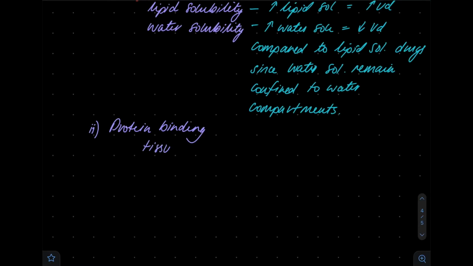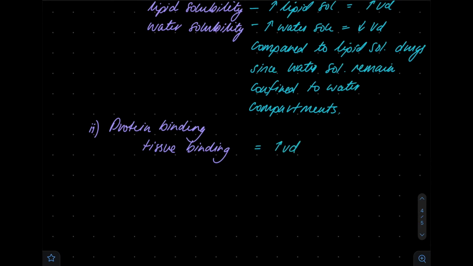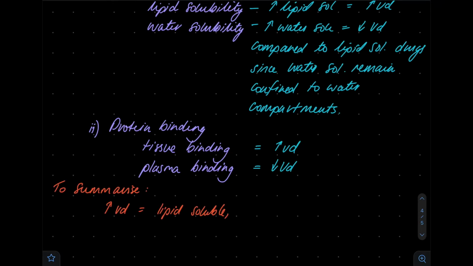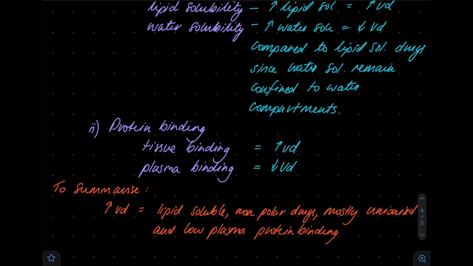Next, we'll look at how protein binding affects volume of distribution. Drugs that have high tissue binding will have an increased volume of distribution, since these drugs will bind to proteins throughout the body. On the other hand, drugs that have high plasma protein binding will have lower volume of distribution, since these drugs are often confined to the plasma and extracellular fluid. So to summarize all that information, drugs that have high volume of distribution tend to be highly lipid soluble, non-polar drugs that are mostly unionized and have high tissue protein binding.